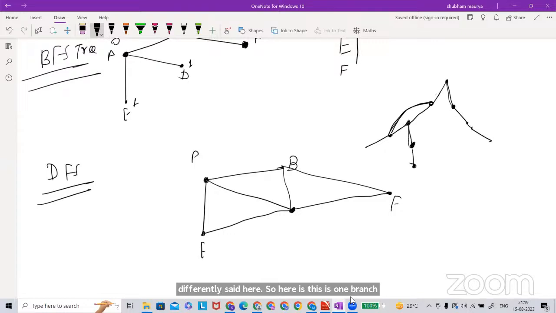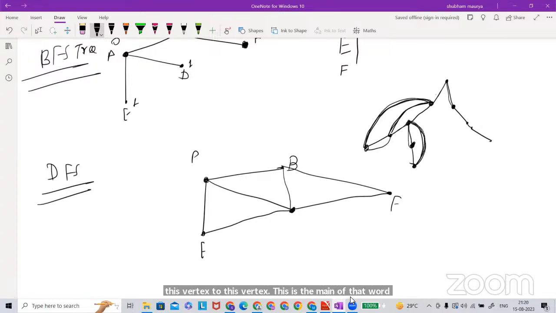Suppose there is another vertex and the next one is here. There will be no edge in between these two vertices, because these two are in different branches. In the same branch, there is a possibility of an edge between this vertex and this vertex, or this vertex and this vertex. This is the meaning of that statement.